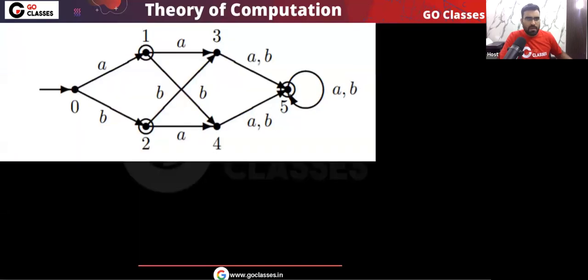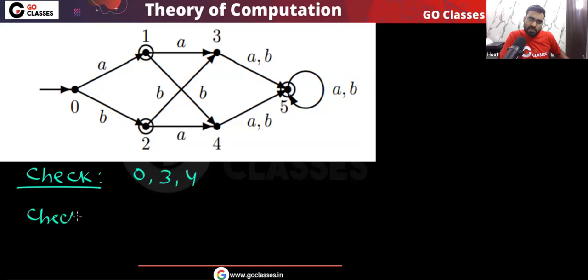Very simple. Tell me about this one. In this DFA, you tell me which states are equivalent, which states are not equivalent. First of all, will you check state 1, 3? No. This is final, this is non-final. They are never equivalent. A final state is never equivalent to a non-final state. So you have to check 0, 3, 4. Also, we have to check 1, 2, 5. Yes or no? This is what we need to check.